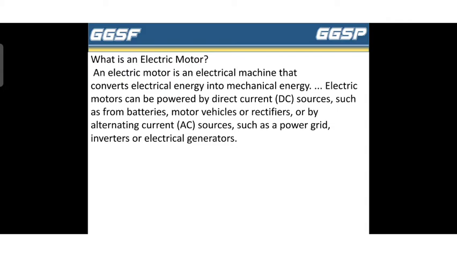First we see what is an electric motor. An electric motor is an electrical machine that converts electrical energy into mechanical energy. Electric motors can be powered by direct current sources such as batteries, motor vehicles or rectifiers, or by alternating current sources such as a power grid, inverters and electric generators.